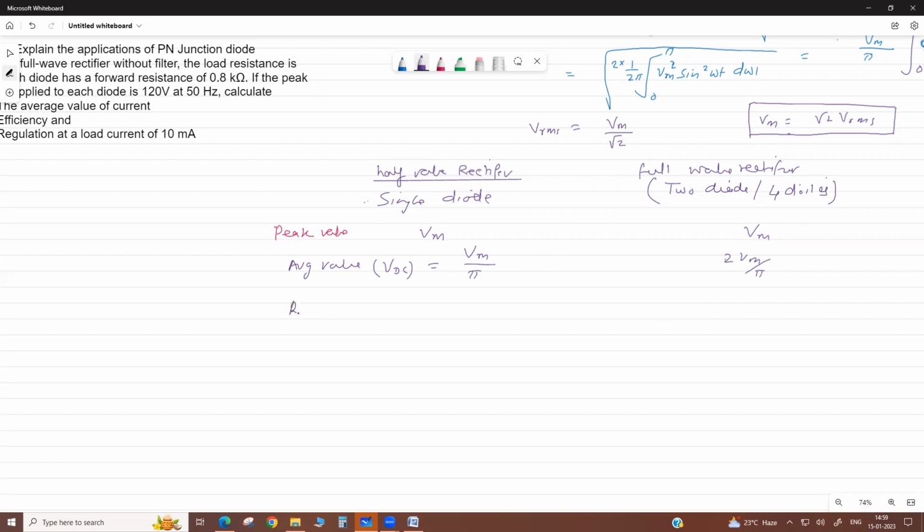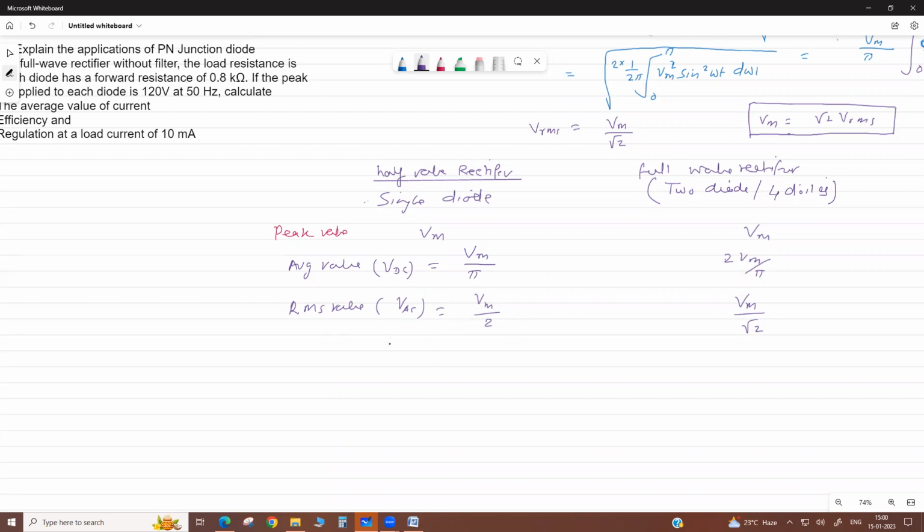Then if we calculate the AC value, that means RMS. In AC we define with the RMS value, that's why it is the AC value. So here, the AC RMS value for half wave is Vm by 2, not root 2. Generally for sinusoidal it is Vm by root 2. So for full wave it is Vm by root 2, but here it is Vm by 2.